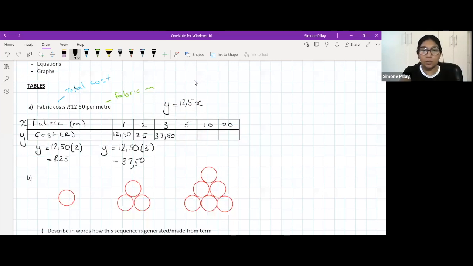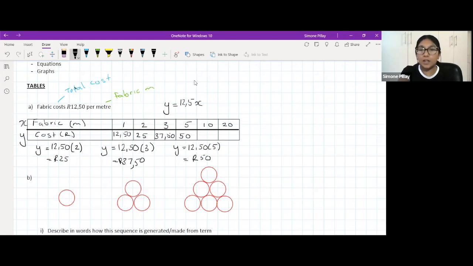Okay, I hope you are all with me. Moving on. Let's calculate my output value when my input is 5. My output is going to be 12 Rand 50 multiplied by 5. What does that give me? That's going to give me a total amount of 50 Rand. Let me just put in my Rand sign there quickly. We have 50 over here.